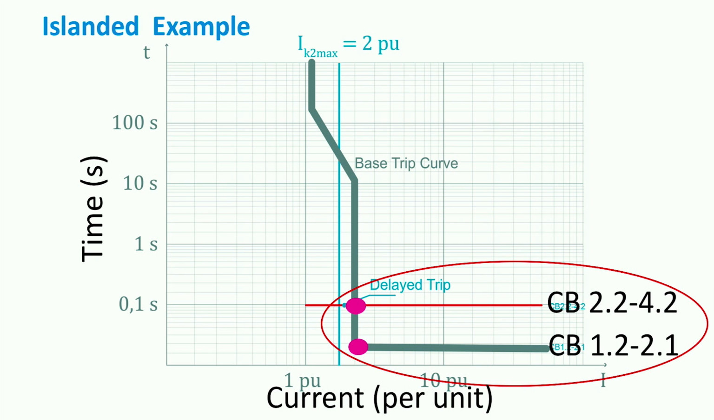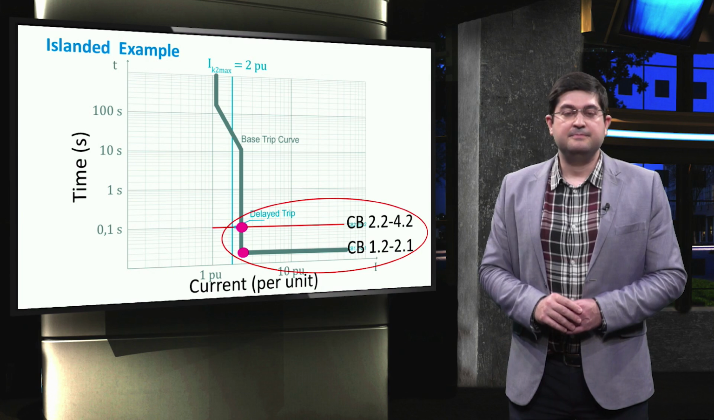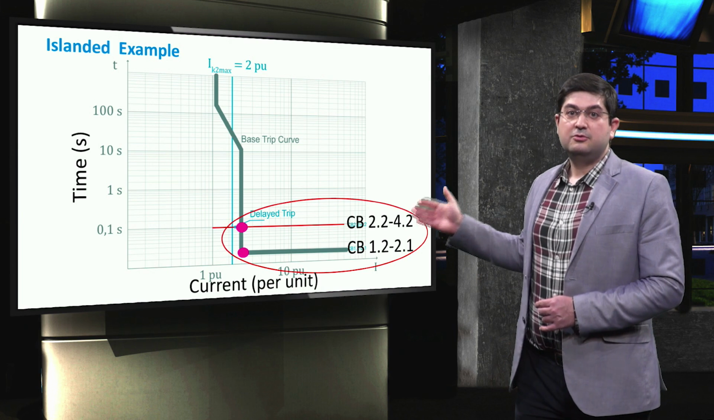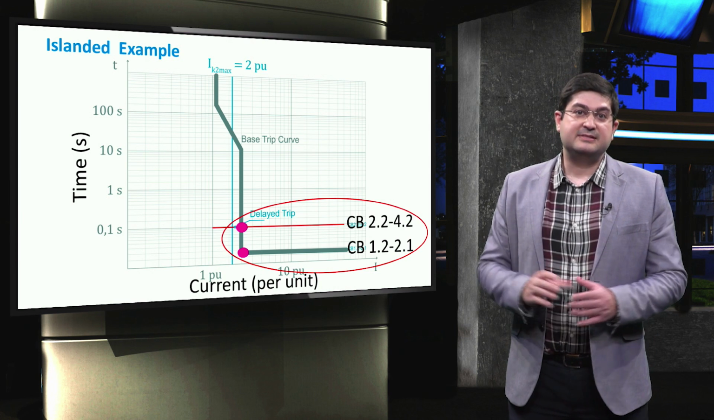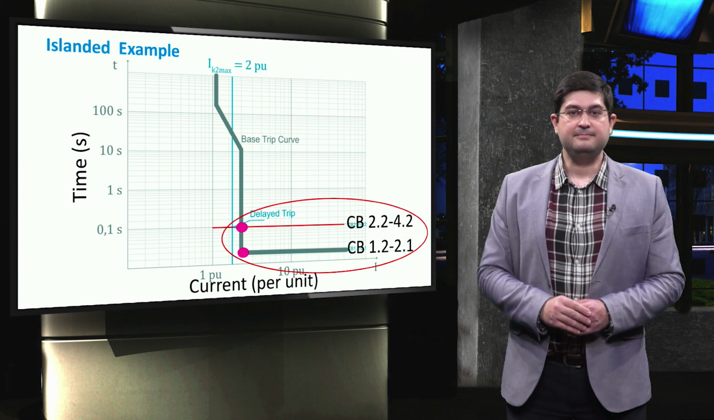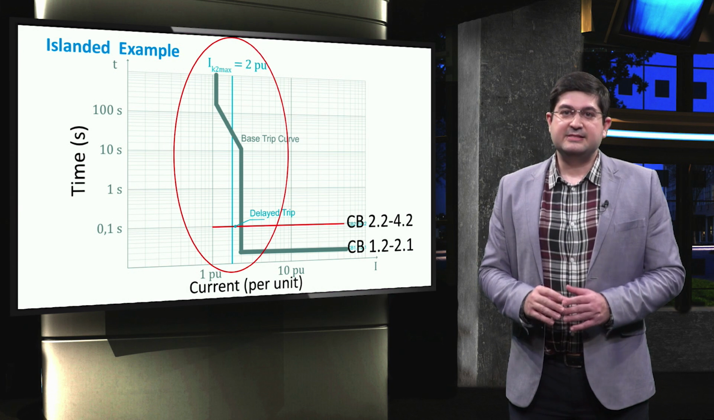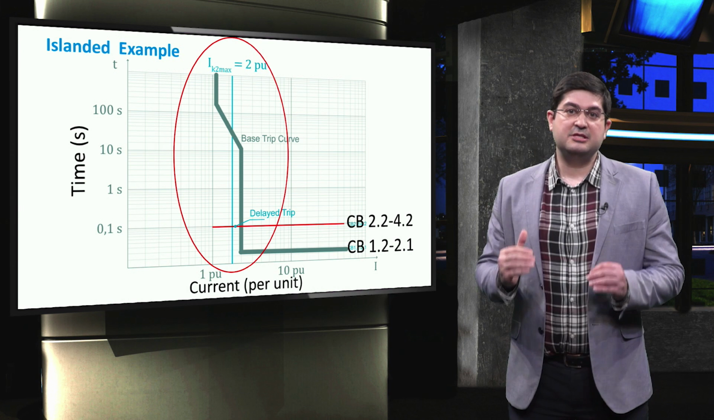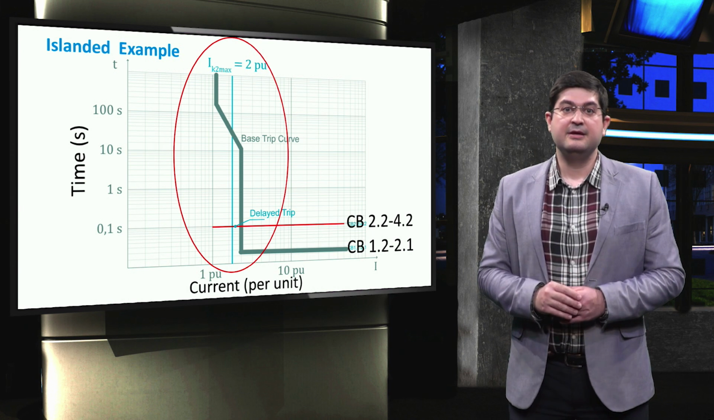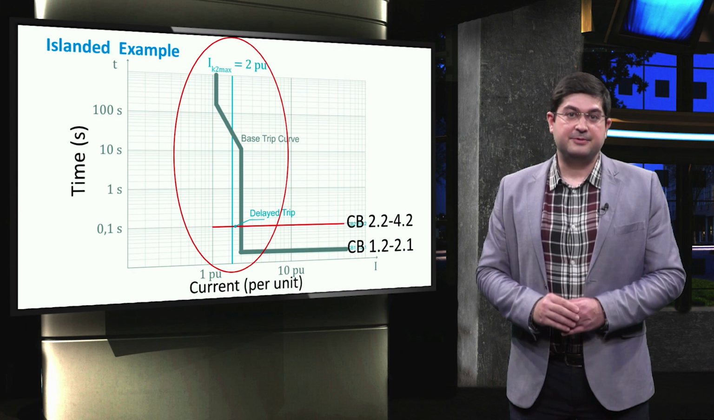As it is shown, we assume that circuit breaker 2.2 and circuit breaker 4.2 would react at 0.1 second for the large amount of the fault currents. Circuit breakers 1.2 and circuit breaker 2.1 will also disconnect within 20 milliseconds after the fault. We assume that in this example, the fault current is 2 per unit, which is below 3 per unit for the short circuit current with a short delay trip.